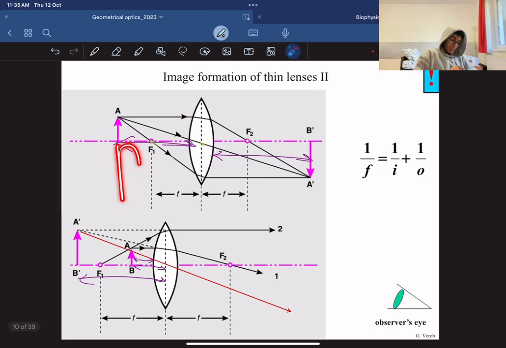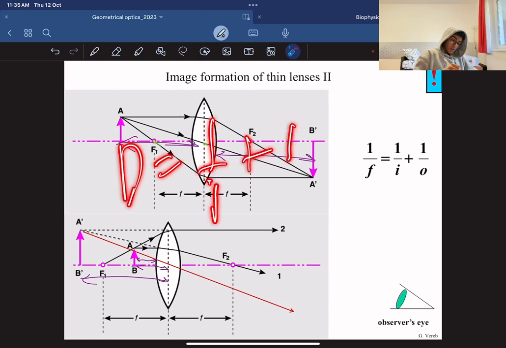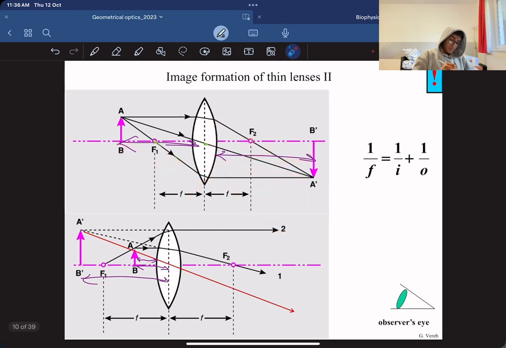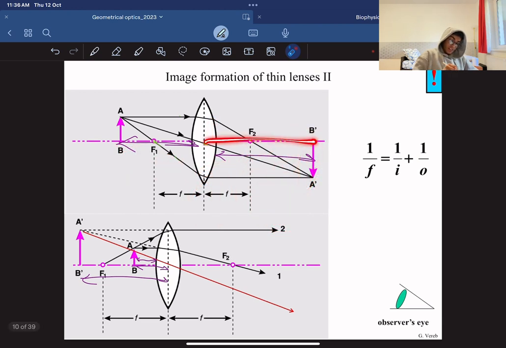And also, D is equal to 1 by I plus 1 by O. I is equal to the image distance, O is equal to the object distance. Since the image is formed here, this will be the object distance. Again, I said this and this are the same thing because this is a negligible distance. Object distance refers to this or to this, it doesn't really matter, this is negligible. Okay.